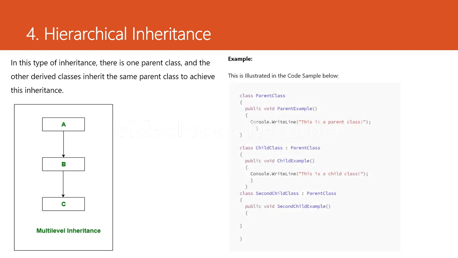parent class has one method whose name is parent example, and we have another class, child class, which is inherited by parent class. Child class has a method child example. We have another class, second child class, which is inherited by parent class. This is a hierarchical inheritance example.